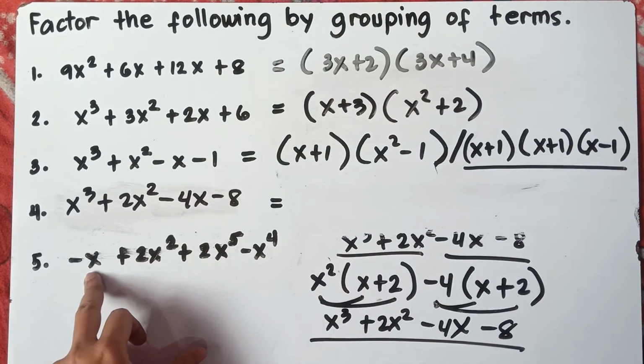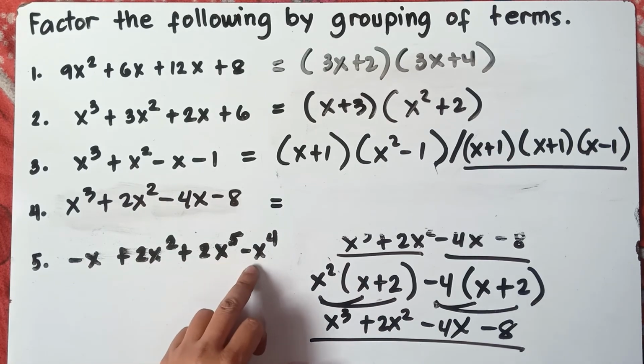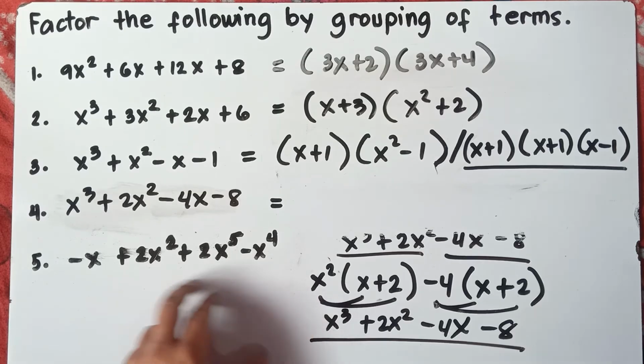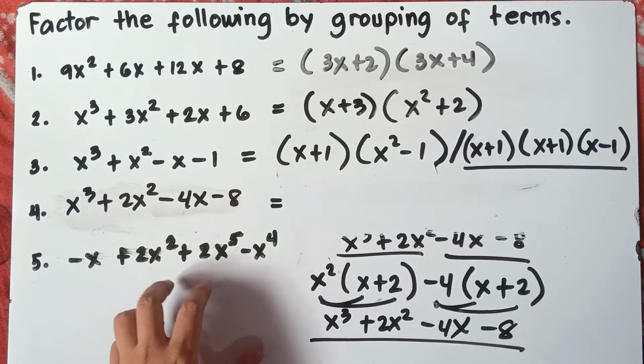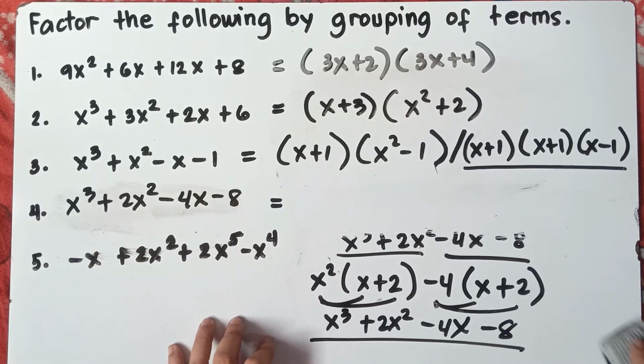So we have negative x plus 2x squared plus 2x raised to the power of 5 minus x raised to the power of 4. Once again, class, you arrange before answering. You arrange, class, the degree. Always remember this one. You need to arrange before answering.